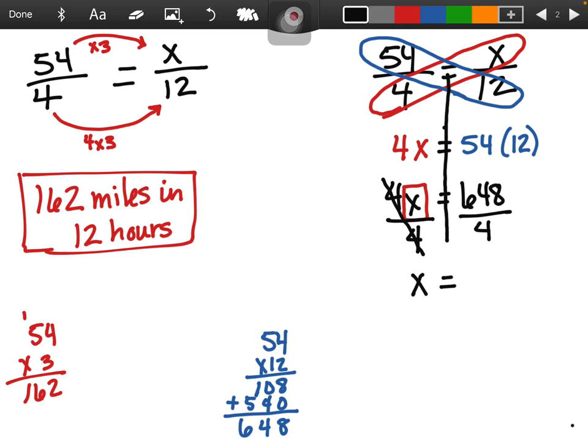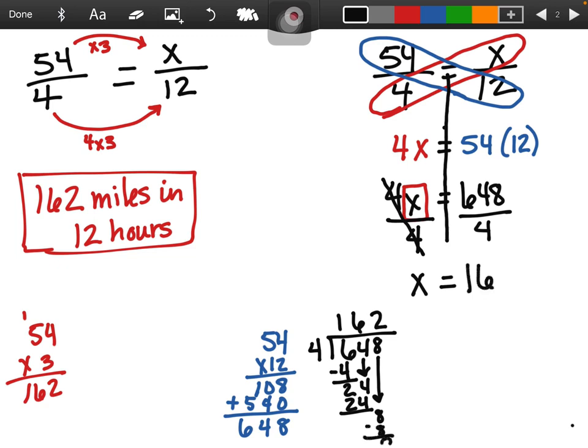Okay, so I'm going to come down here, 648 divided by 4. 4 goes into 6 one time with a 4 down there. Drop the 2 and the 4. That should give me 6, so that's 24. Drop my 8. 4 goes into 8 2 times, which is 8 with no remainder. Okay, so again, I get 162 miles in 12 hours.